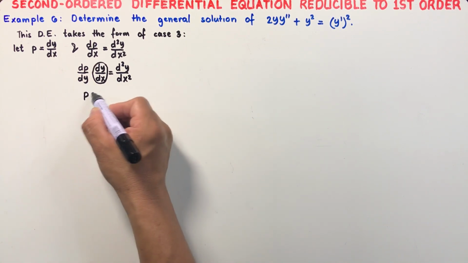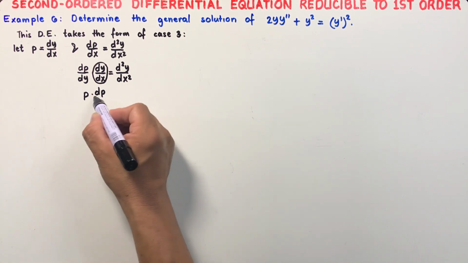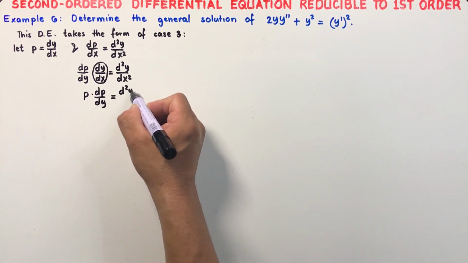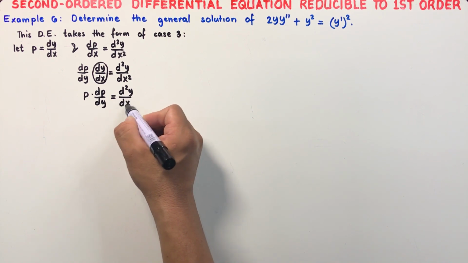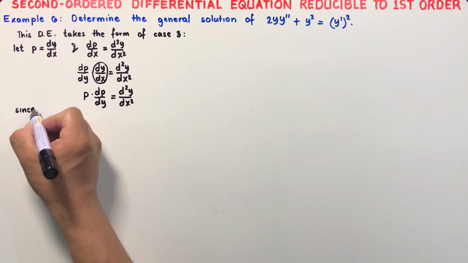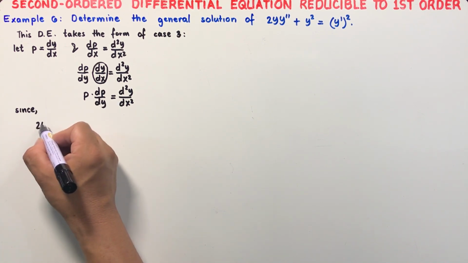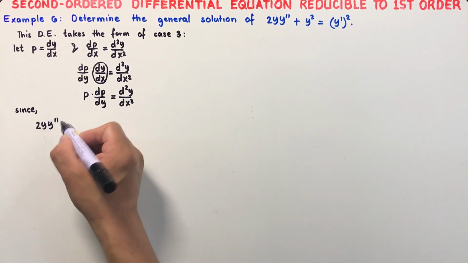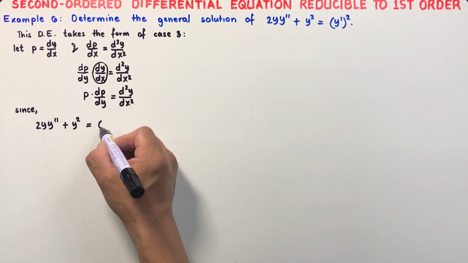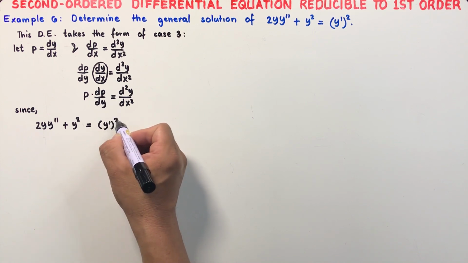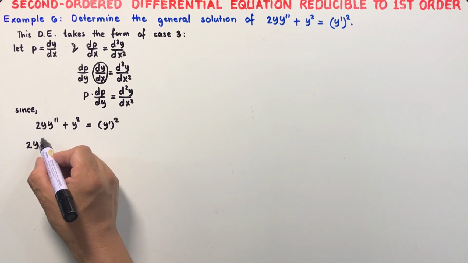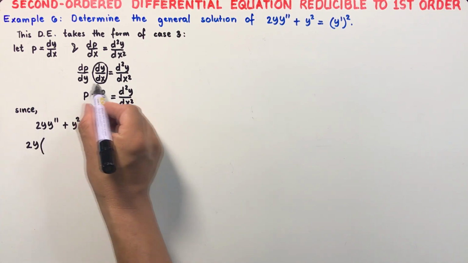So p times the derivative of p with respect to y is actually the second derivative of y with respect to x. So since our given differential equation is 2y y double prime plus y squared, which is equal to the square of y prime, then we can substitute our y double prime by this one here.